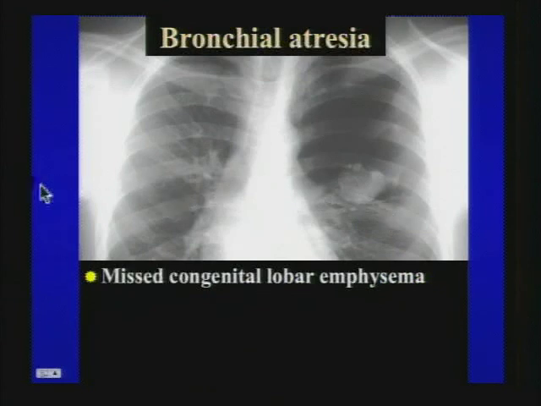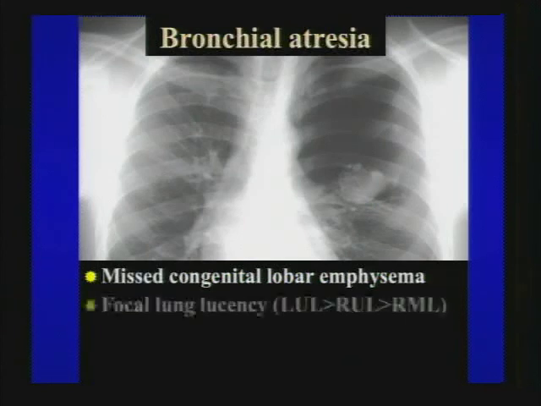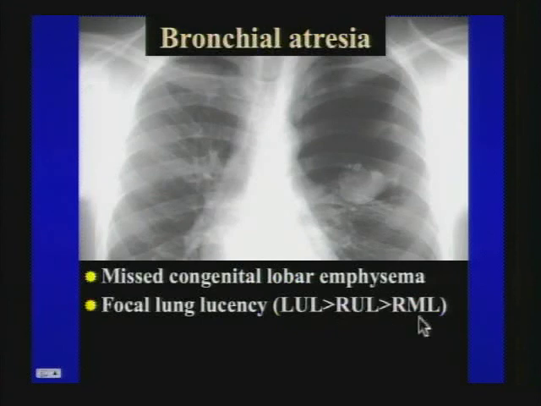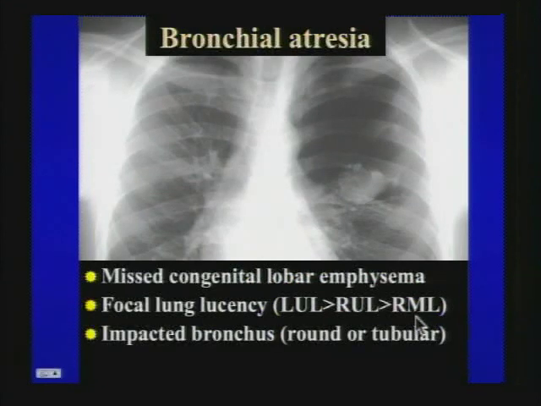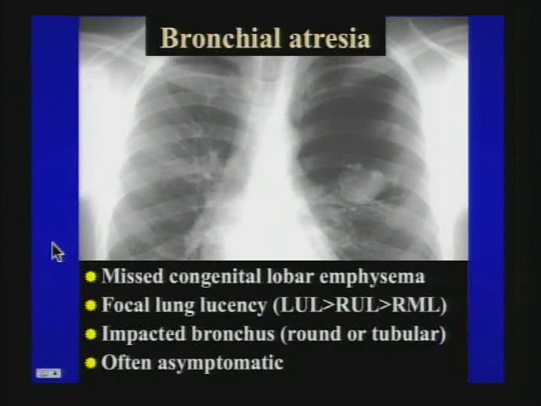This is thought to be a missed congenital lobar emphysema, i.e. the congenital lobar emphysema wasn't severe enough to cause symptoms when the patient was an infant. And so this is just an incidental finding in the majority of patients who are adults. Most commonly in the left upper lobe, second most common right upper lobe, then right middle lobe. Whereas actually sequestration is typically basilar segments of lower lobes. The impacted bronchus may be round or tubular, so if it's round, don't be surprised, and it's usually asymptomatic.